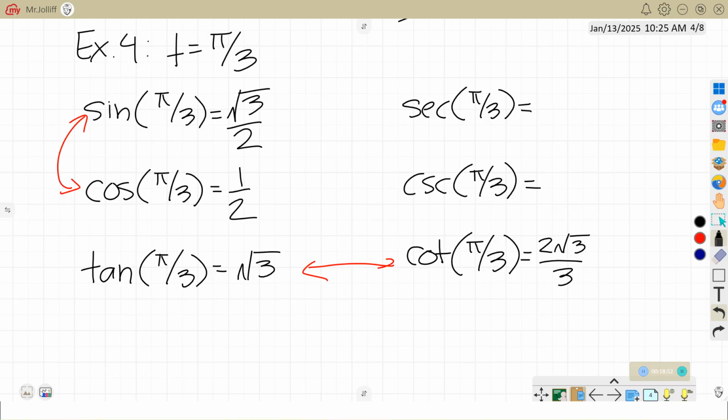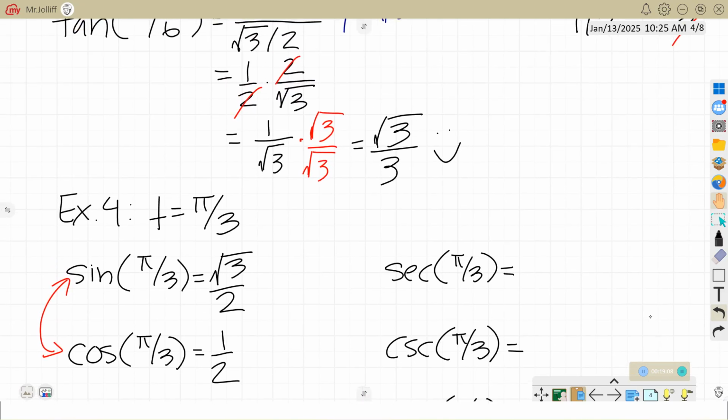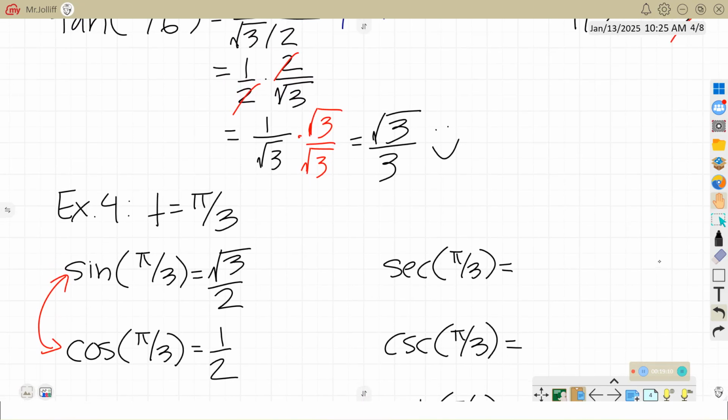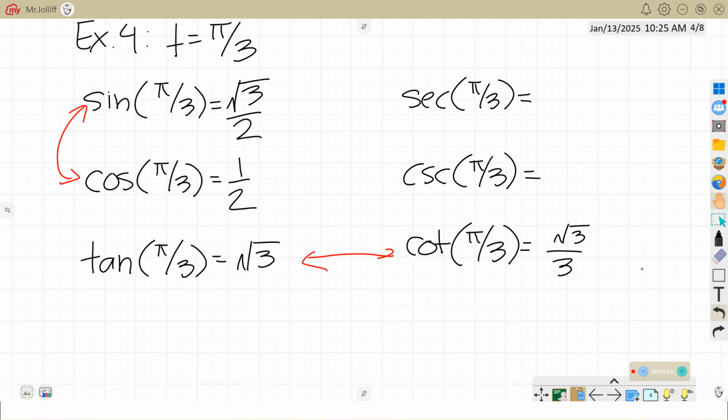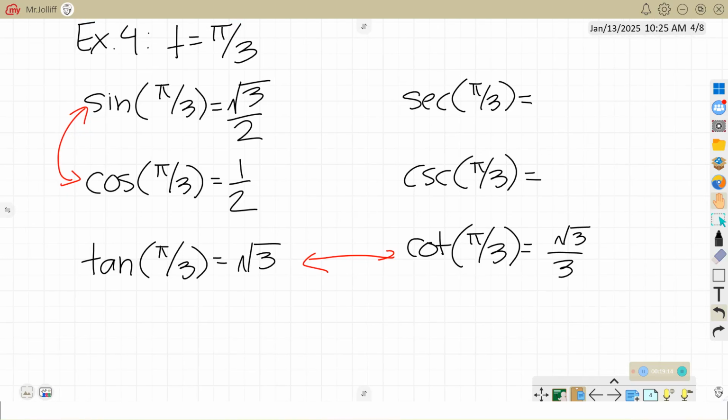Did anybody get that as their answer for cotangent? Is it root 3 over 3? That's right. The 2 comes up somewhere else. Let's scroll back and check. Yeah, that's what we got for tangent last time. Yay.